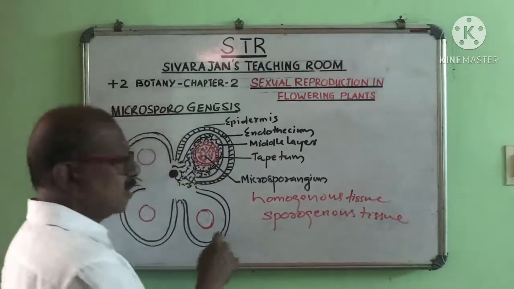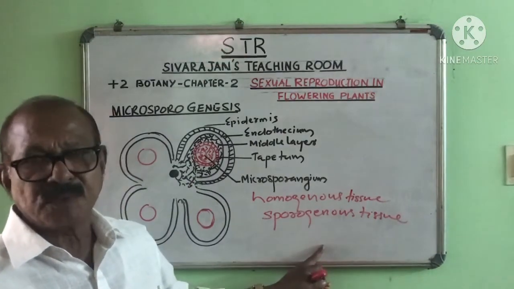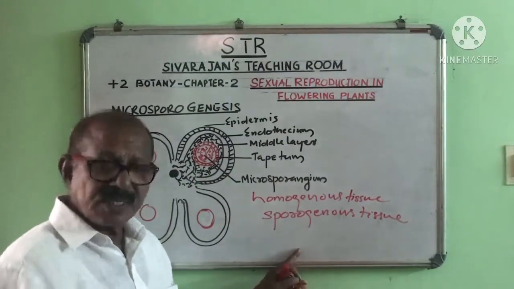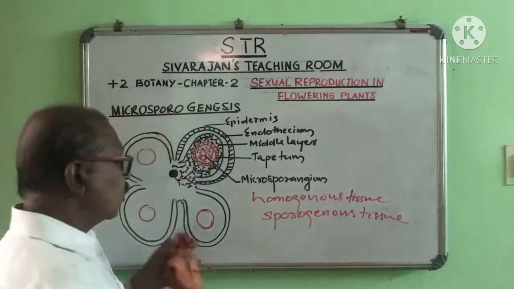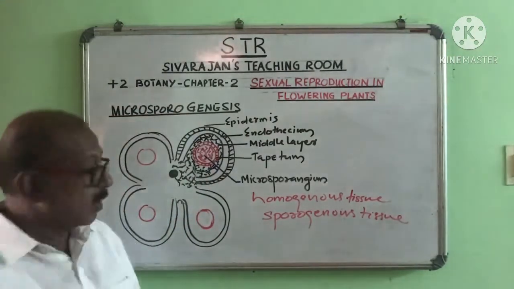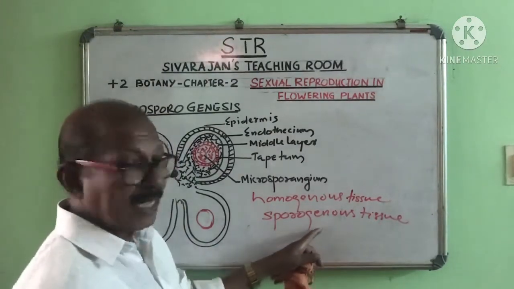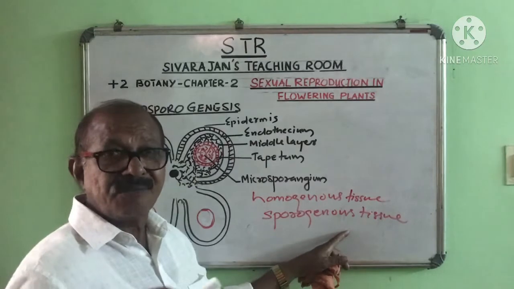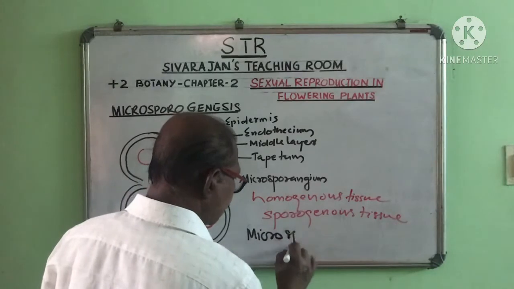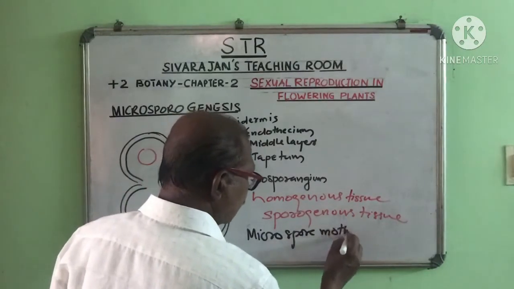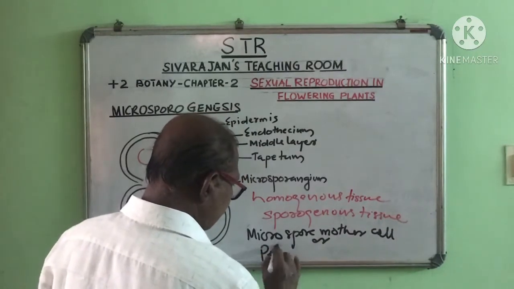Okay, now what happens? Differentiation takes place in the sporogenous tissue. Differentiation means change. The cells in the sporogenous tissue undergo differentiation, and they become spore mother cells, pollen grain mother cells, that is, microspore mother cells or pollen mother cells.